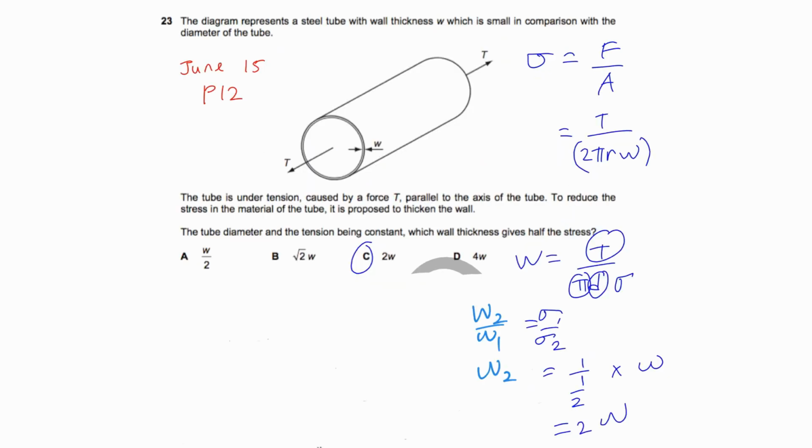Now in this question, we have a hollow tube, and the tube is under tension, alright, with the two forces here, T and T. So to reduce the stress, we want to thicken the wall. So the tube diameter and the tension are the same, you want to keep that constant. So what wall thickness will give half the stress?